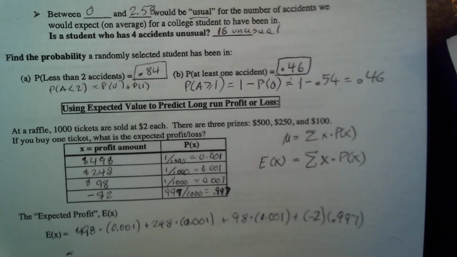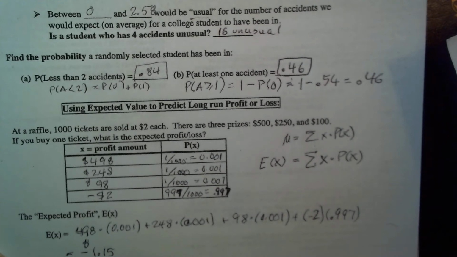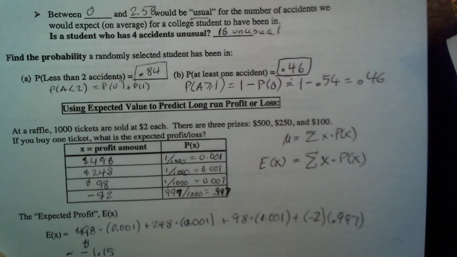When we do that, that comes out to minus $1.15. What that means is that you can expect to lose an average of $1.15 for each ticket you buy. Now, what does it mean in reality? Well, it doesn't mean you lose $1.15 when you buy a ticket, because you spend $2, so you either win or lose. But what this means is that in the long run, when you repeat this procedure many, many times, you can expect to lose $1.15.